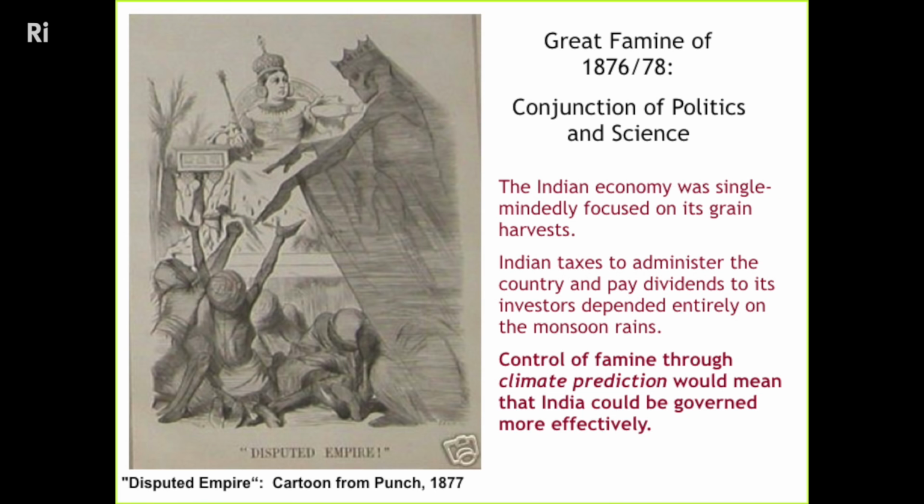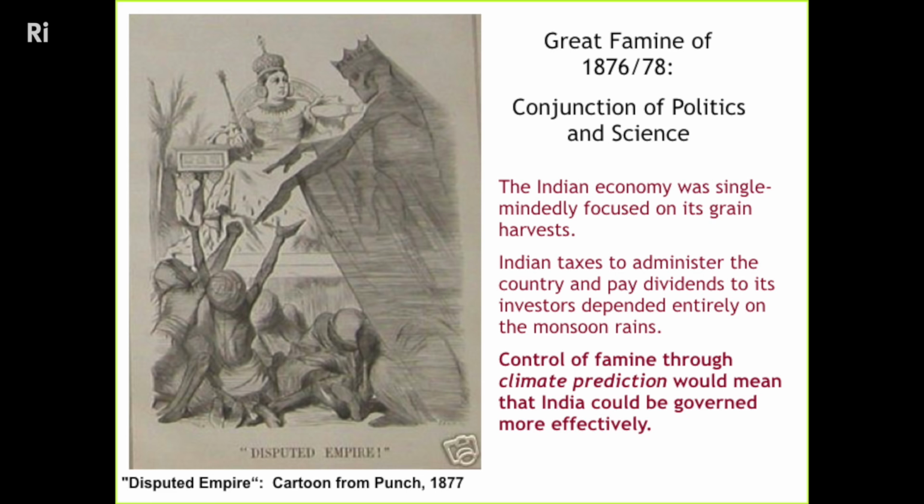But very soon after Blandford arrived, he was hit by a terrible event, which was the great famine and drought, failure of the monsoon in 1876 to 78. And here we see, just as we do today, the conjunction of politics and climate science. The failure of the monsoon and the terrible famine that ensued and the impact on grain harvests and so forth had a huge impact on the British economy.